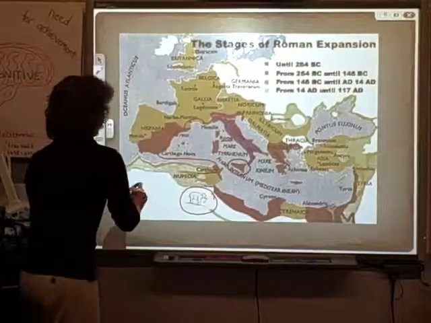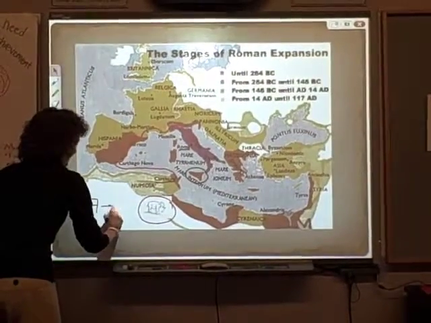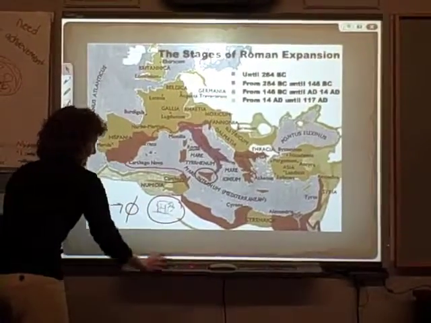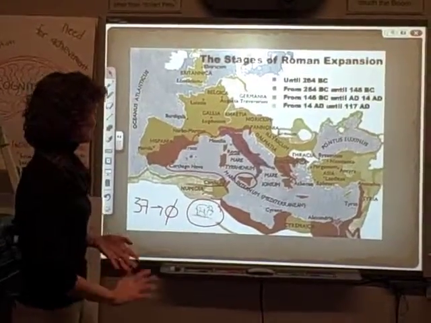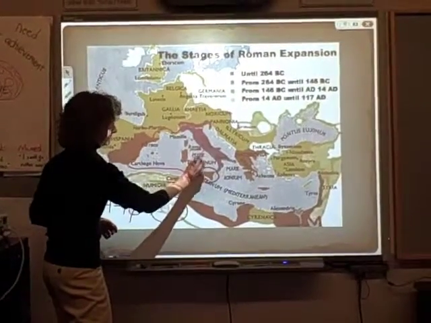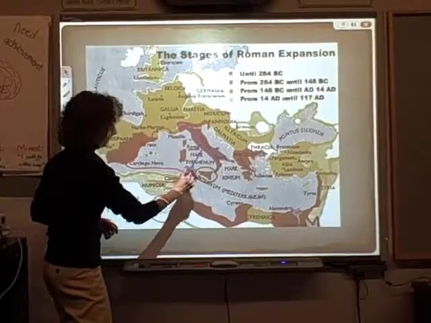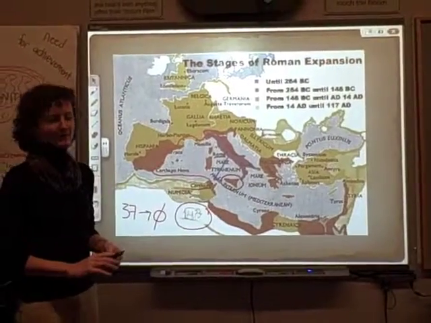They started out with 37 elephants and ended up with 0. Elephants don't do well in the Alps. He lost most of his elephants in the Alps. In the Third Punic War, Rome decided to finish him off once and for all, went straight into Carthage and beat them, and that was the Third Punic War.